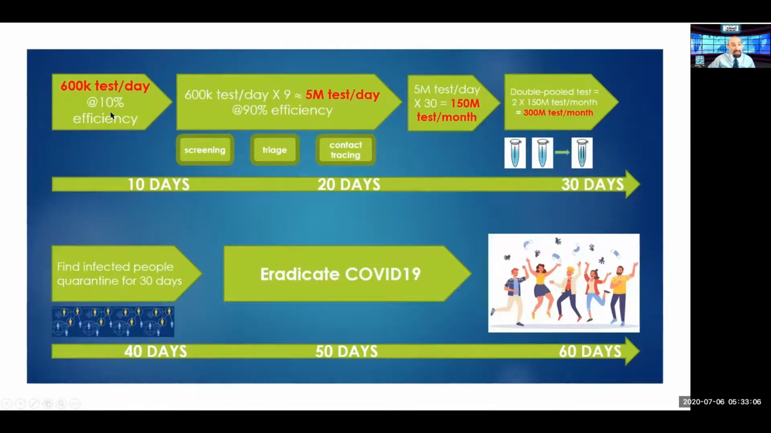We now test around 600,000 people a day. That's a lot of testing. Actually, it continues to increase. So 600,000 tests a day at 10% efficiency can be made into 5 million tests a day by inverting the curve and increasing the efficiency to 90%. That increases the efficiency by a factor of 9.